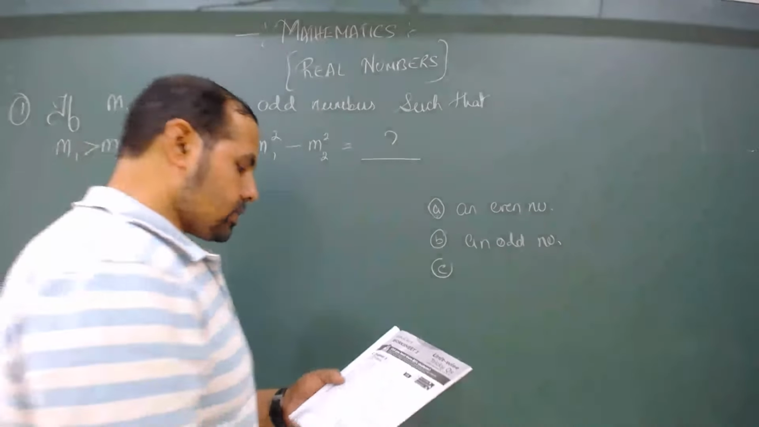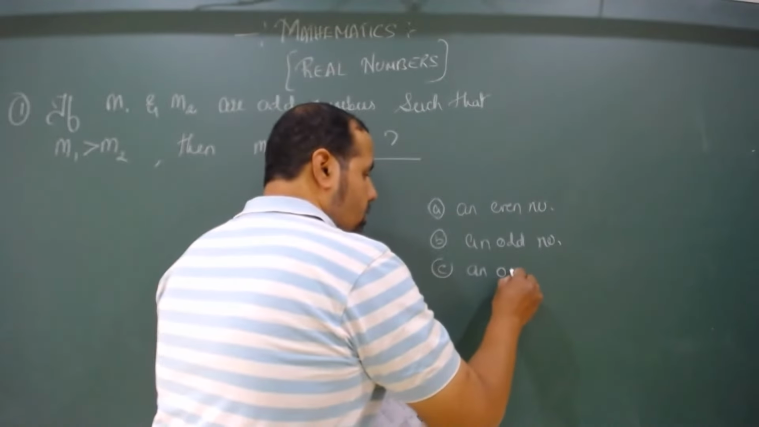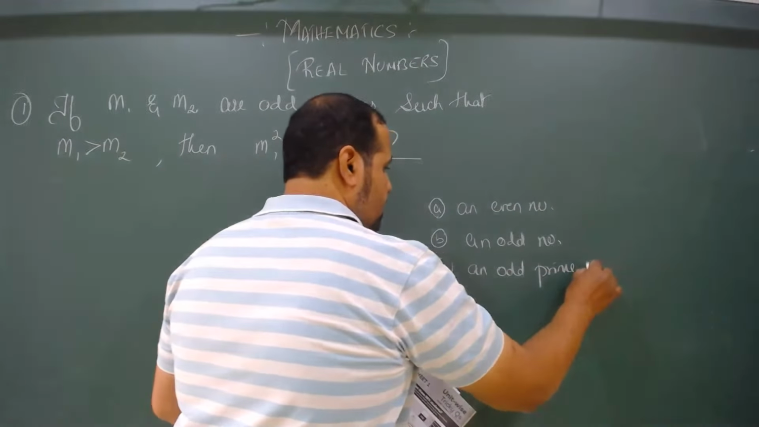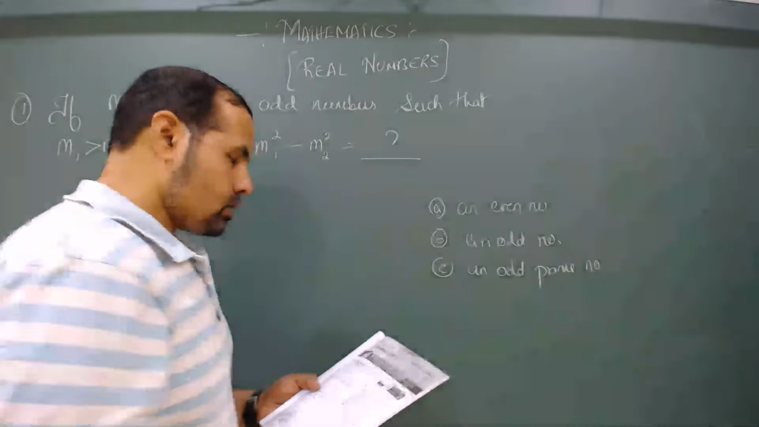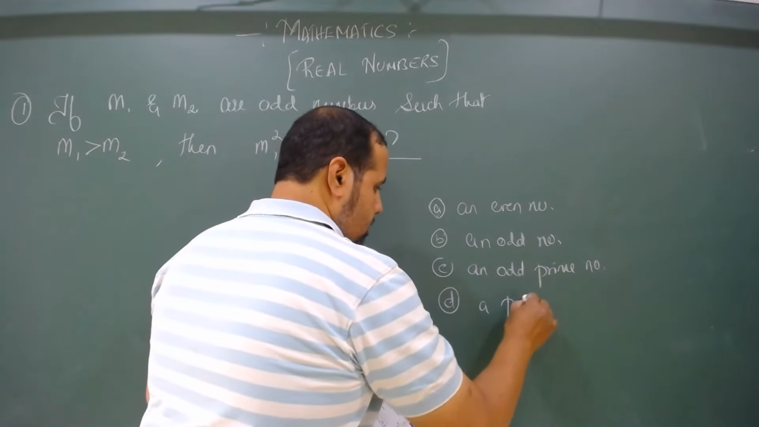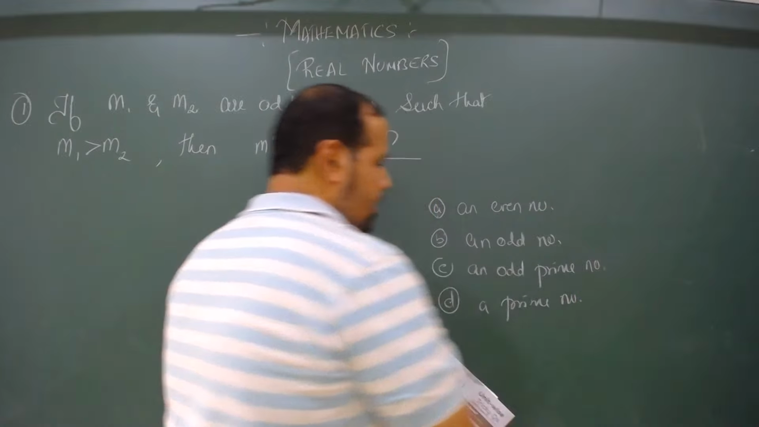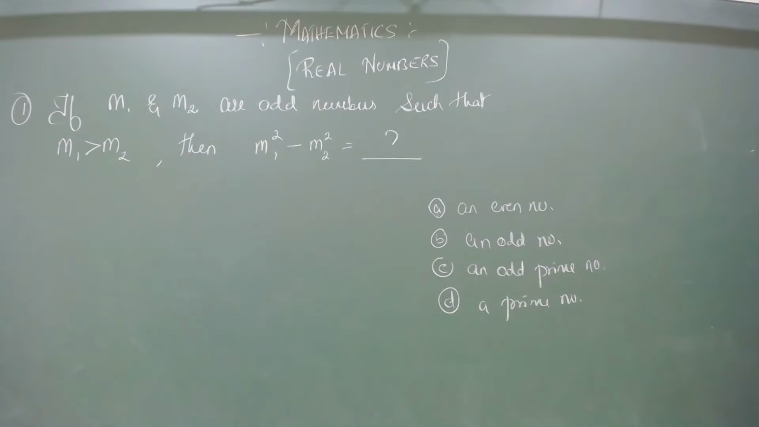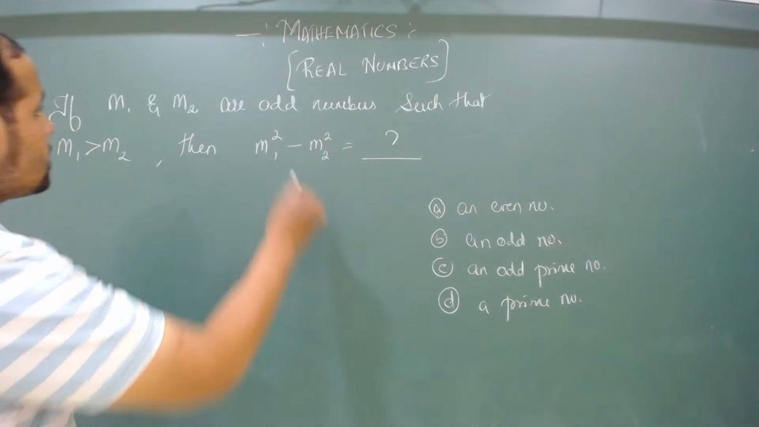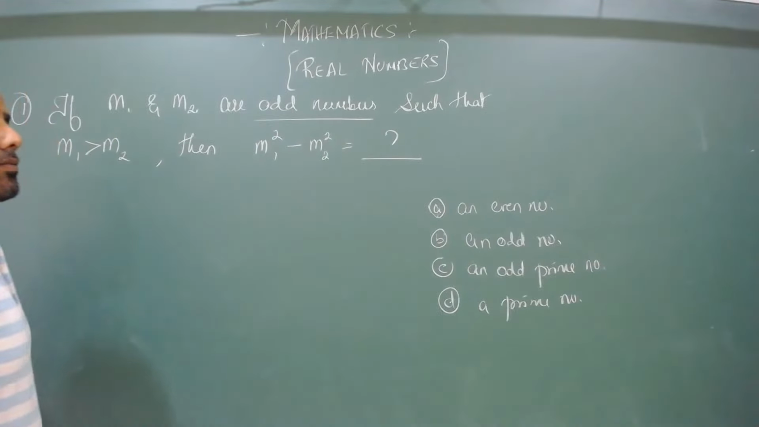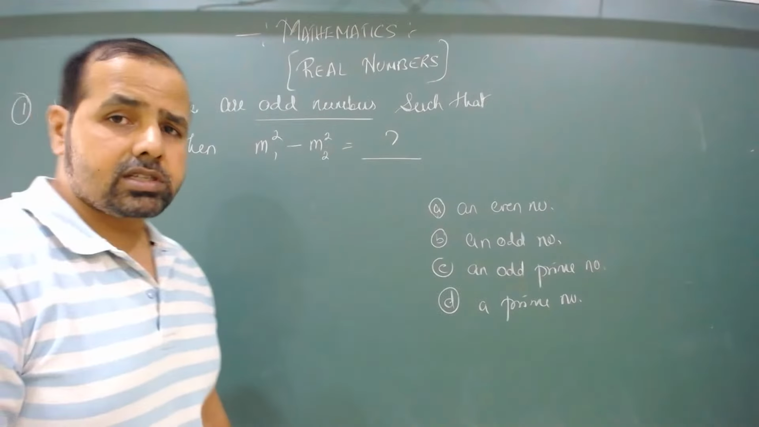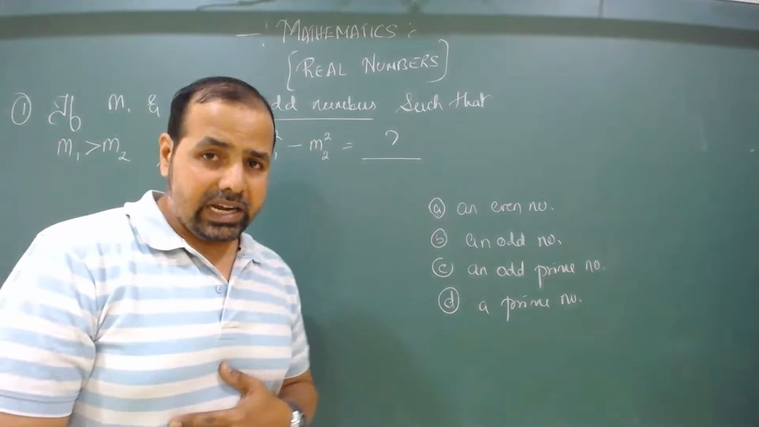Option C, an odd prime number. Option D says a prime number. So M1 and M2 are odd numbers, any odd numbers. If M1 and M2 are any odd numbers, what will be the ending answer?